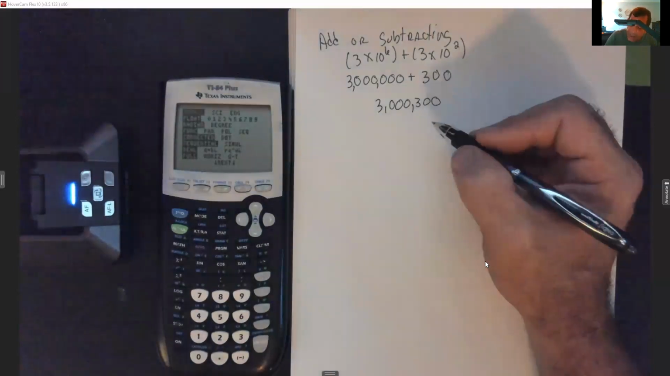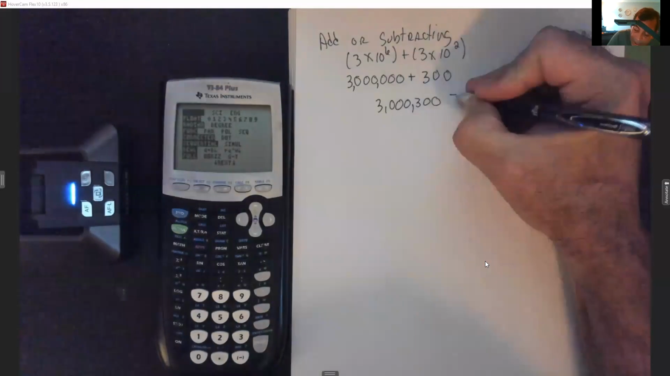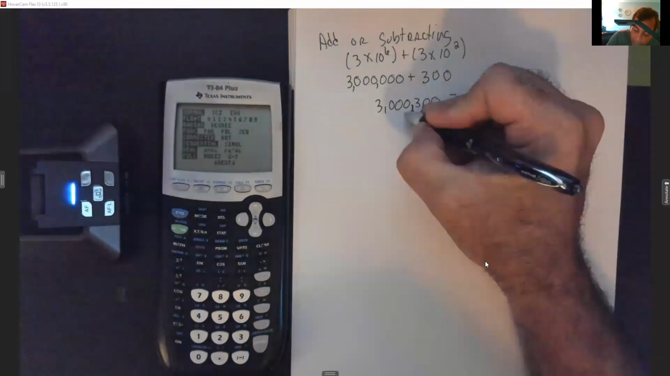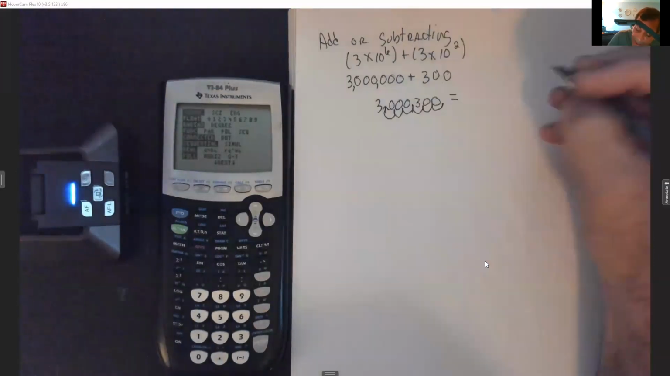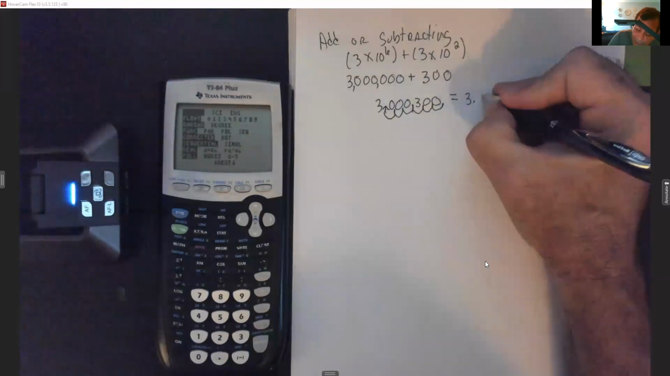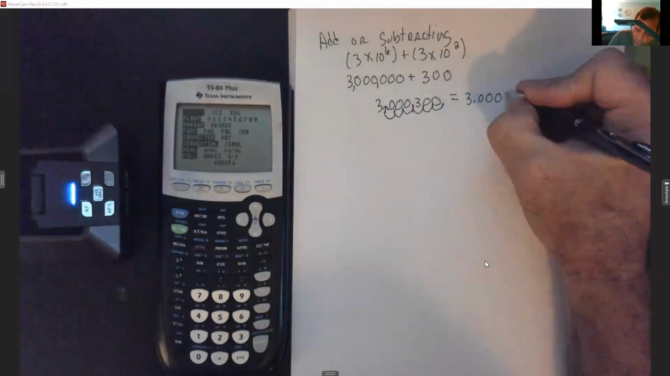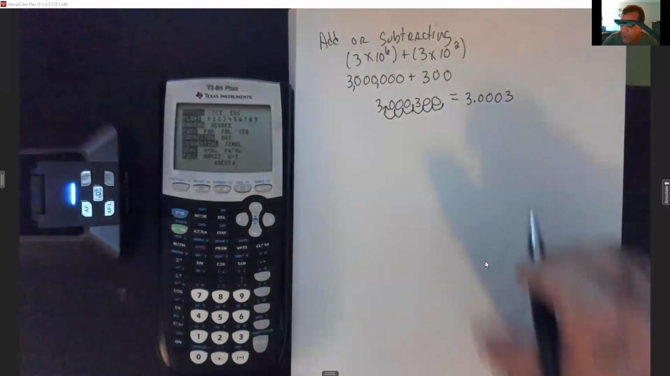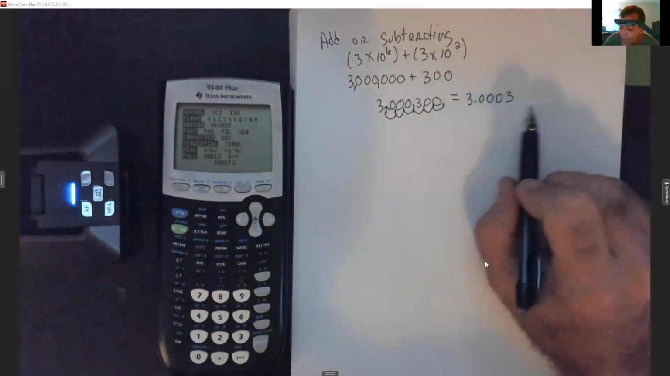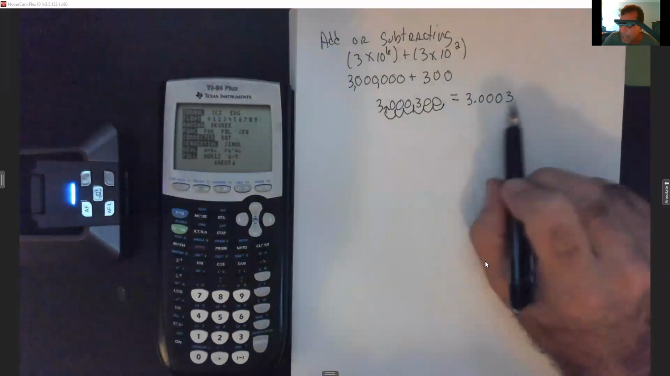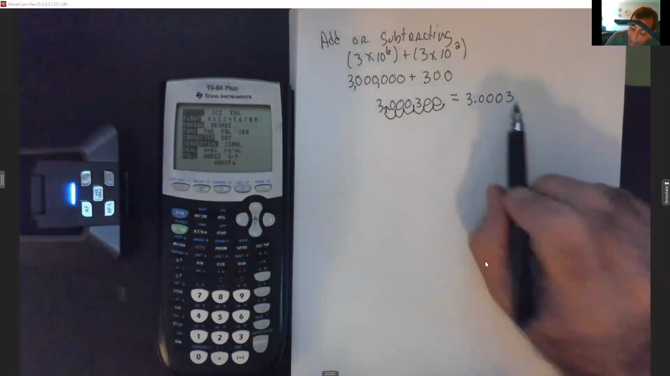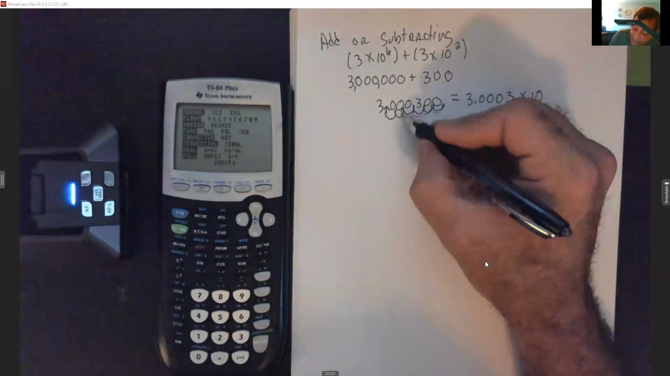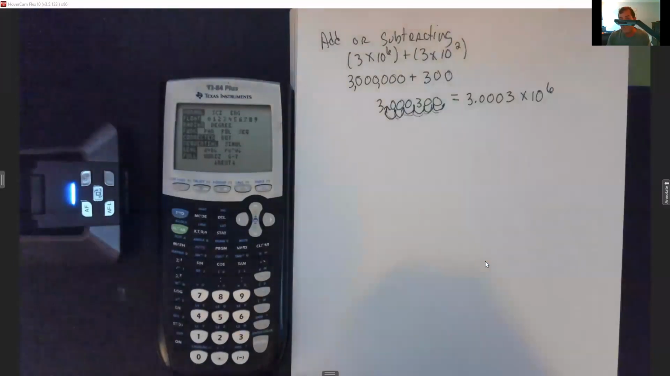But now I wanna write this answer back in scientific notation. So let's see, the decimal's back here, right? So I'm gonna move it 1, 2, 3, 4, 5, 6. So I'm gonna move it 6 times. So that'd give me a 3.0003. Now I don't have to write the last 2 zeros because they're just placeholders, or they have no meaning since they're after the 3. But these ones I need because they're placeholders, okay? Now that'll be times 10. So we said 1, 2, 3, 4, 5, 6 times. So I went left, positive 6.